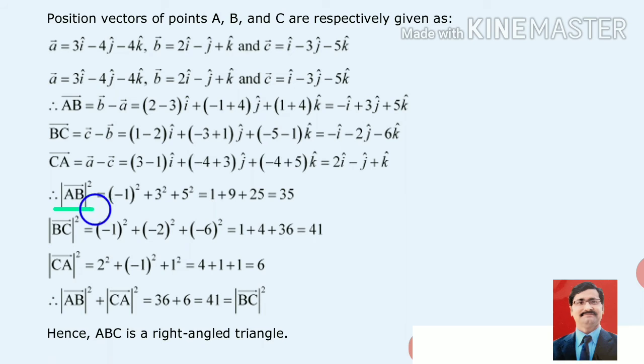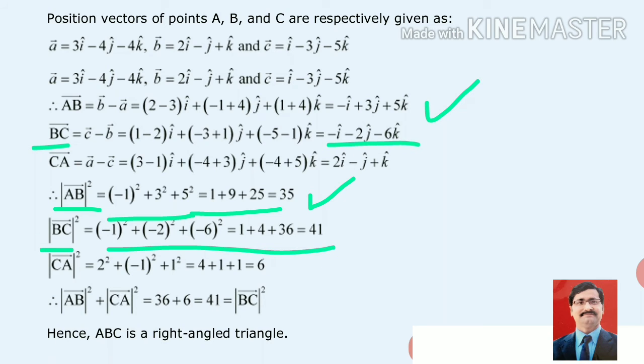Modulus of AB square you will find, that is a square plus b square plus c square. So from these you will do the modulus. You will get here 1 plus 9 plus 25 equal to 35. Similarly, find the modulus of BC. Modulus of BC square you will find here, so you will get 41. And in the same way, you find the modulus of CA. Modulus of CA square, you get here 6.